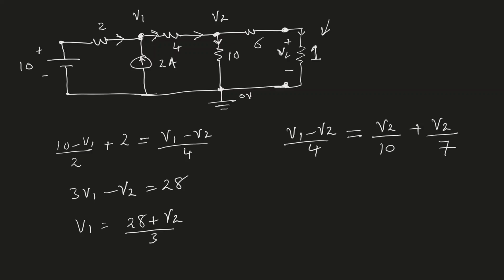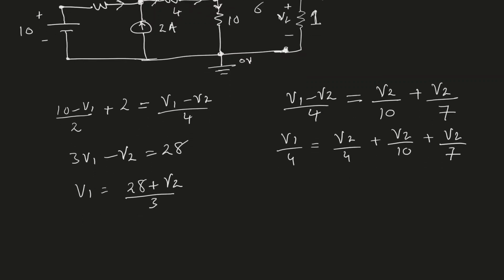Now I can write it this way: V1 divided by 4 is equal to V2 divided by 4 plus V2 divided by 10 plus V2 divided by 7. And V1 we previously calculated was 28 plus V2 divided by 3. So from here, I'll find the value of V1 and put it over here. So I will have 1 over 4, times 28 plus V2 divided by 3.